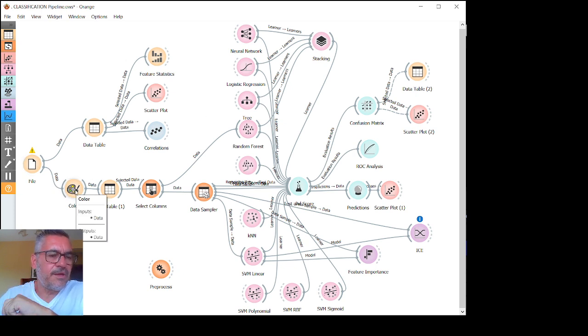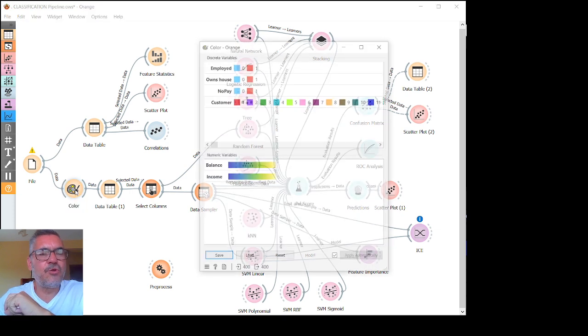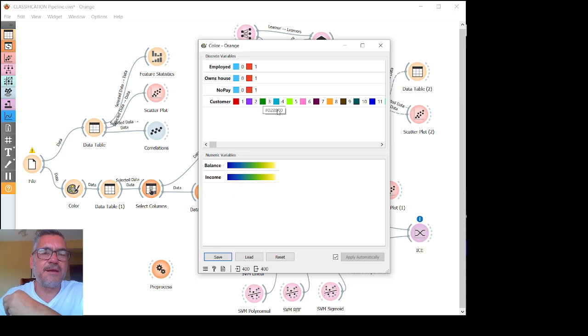I have inserted here this node, the color node. We can create different colors for different values of our variables. So this is nice for the graphs. It does nothing in the actual analysis.